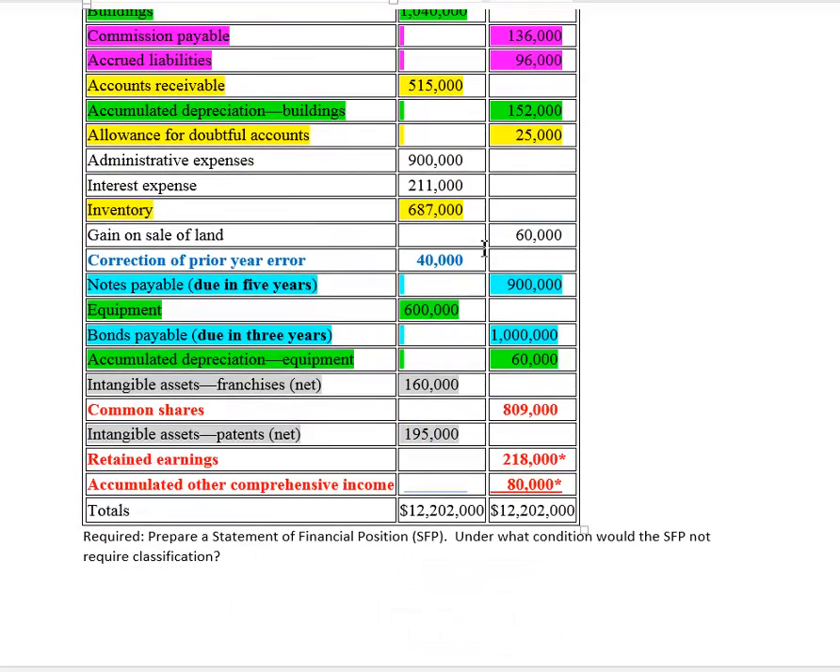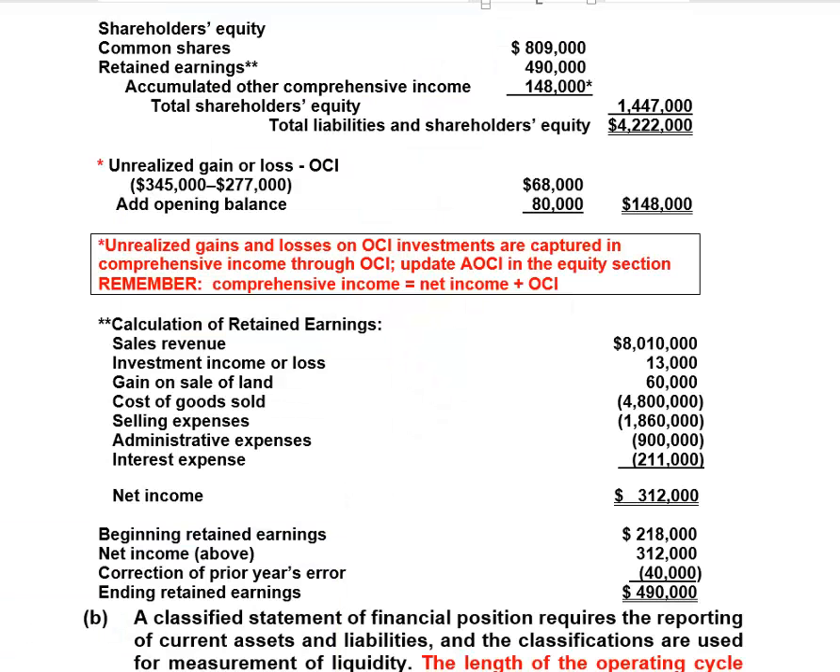Well, those unrealized gains, we said in class, what happens with them? Any of those unrealized gains on OCI investments are captured in comprehensive income through this account called other comprehensive income. And when we adjust OCI, we update AOCI. So what we said in class is just like retained earnings, where income affects retained earnings, in comprehensive income, specifically any OCI we record, which are any adjustments from cost to fair value on fair value through OCI investments, that also updates AOCI.